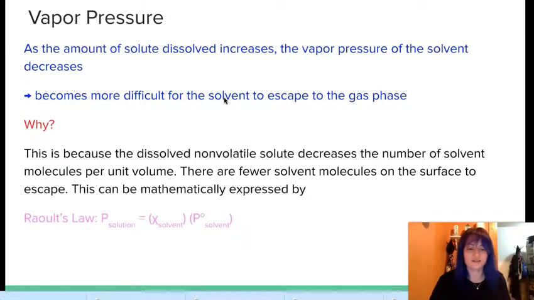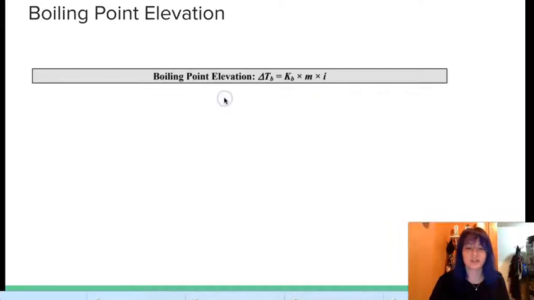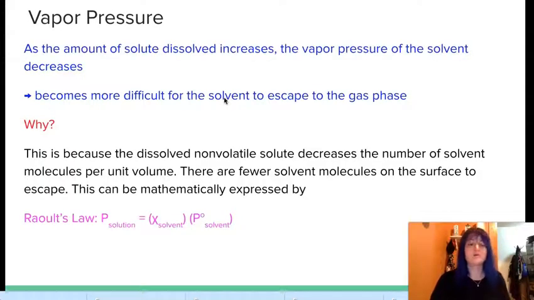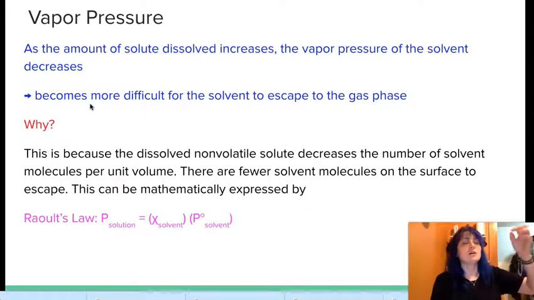All right, why is this? This is actually explained by Raoult's law. Basically what happens is, when you think about the surface of a liquid, there is a surface area that is exposed to the gas, to the atmosphere. If you have a solute dissolved in a liquid, you're decreasing the fraction of surface that is solvent particles that could escape. So that's what this is saying here.